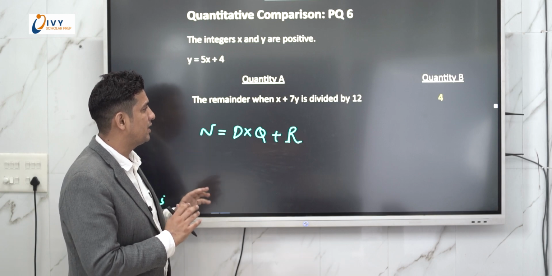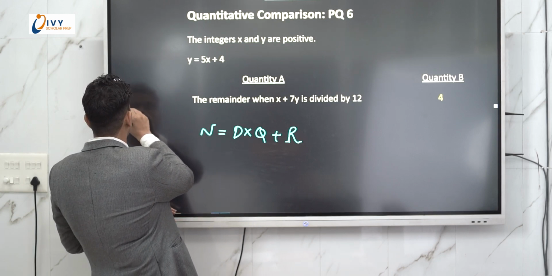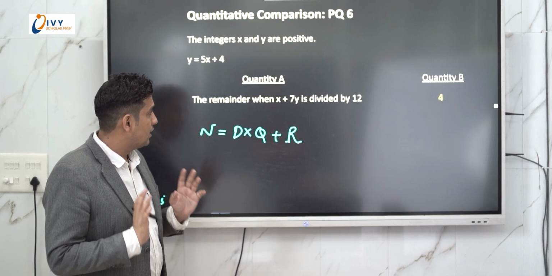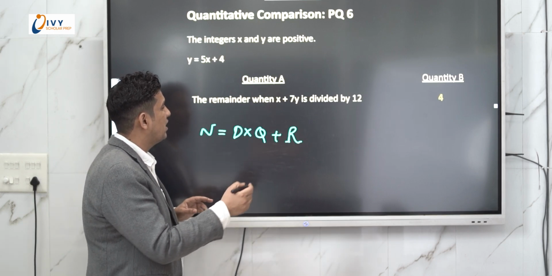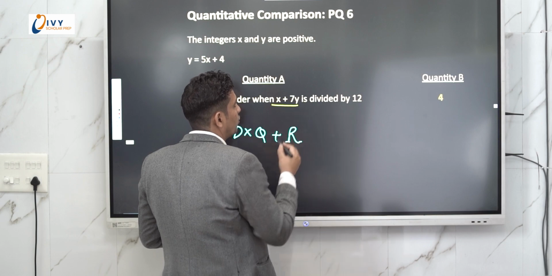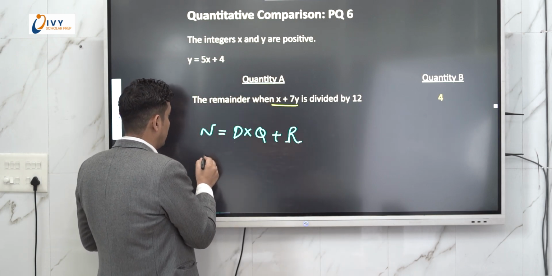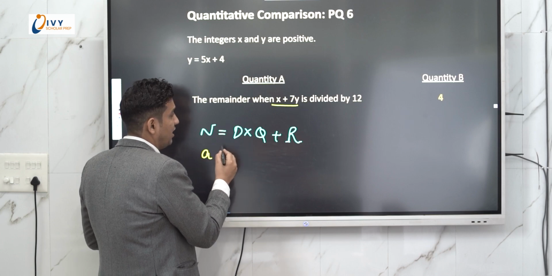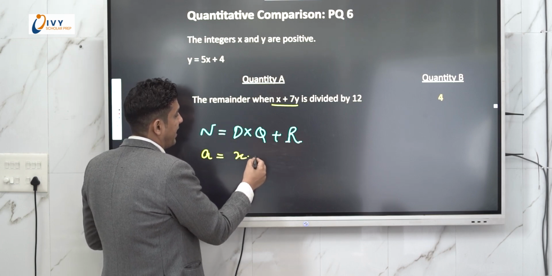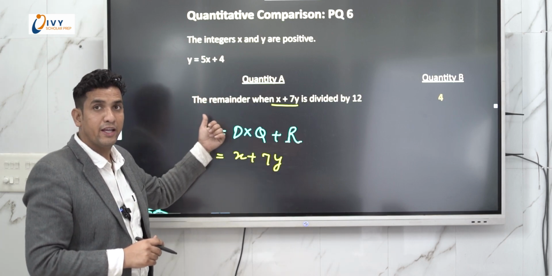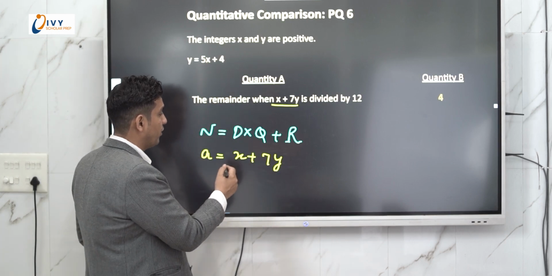So we'll see what's happening. And we are assuming. Now what we'll do first, as we have to divide this number by 12, so we'll assume this number to be, let's say, a. So my a is here x plus 7y, and we know the value of y. So how do we do that? We put the value of y here.